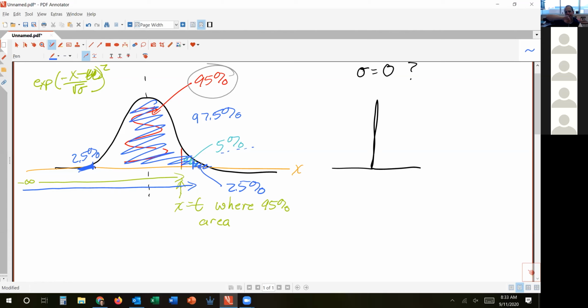So all I care about is safety. I don't care if it's unsafe. All I care about is safety. That's a case where I would use a one-tail distribution. Things only go one way.